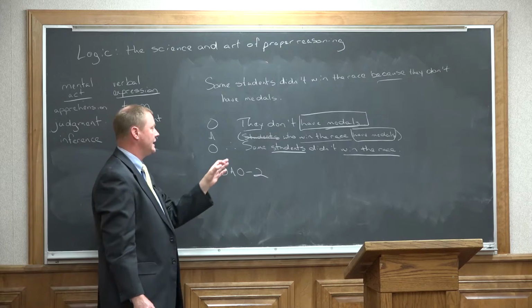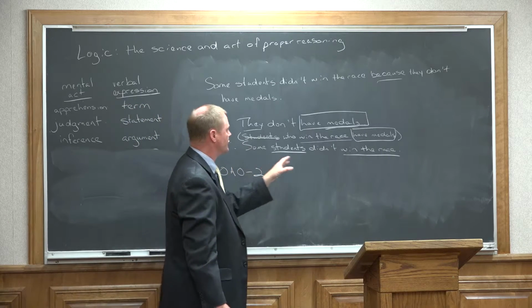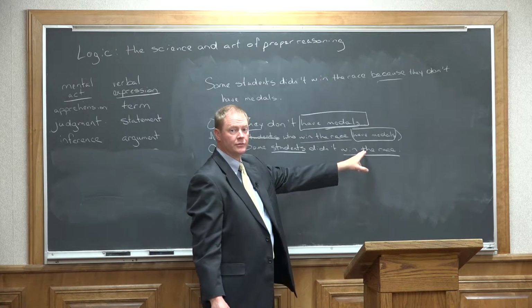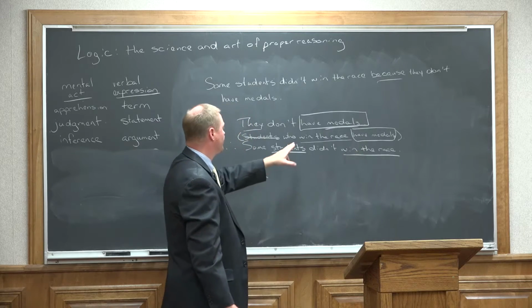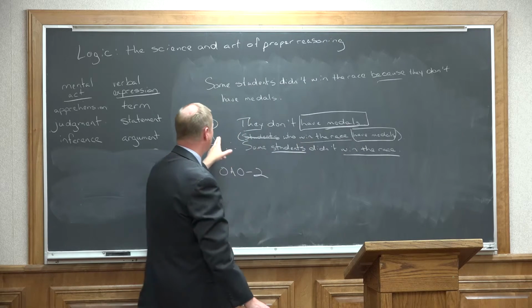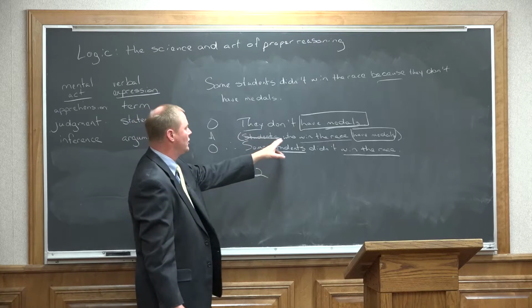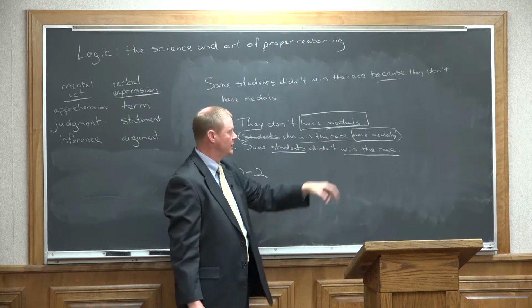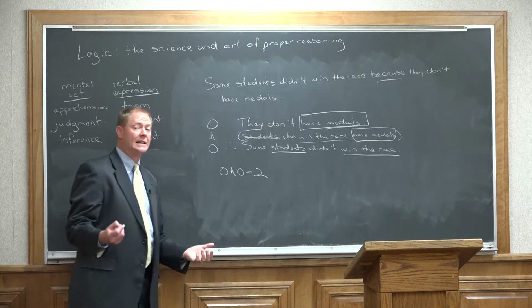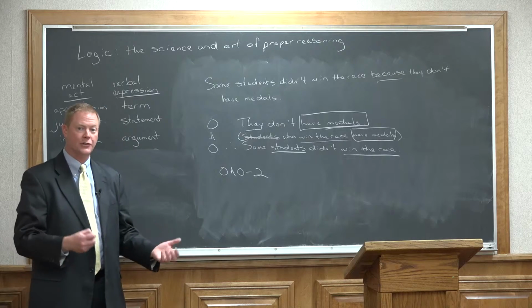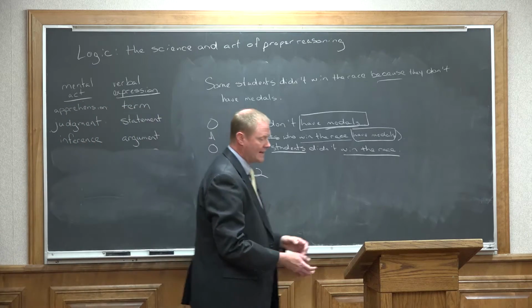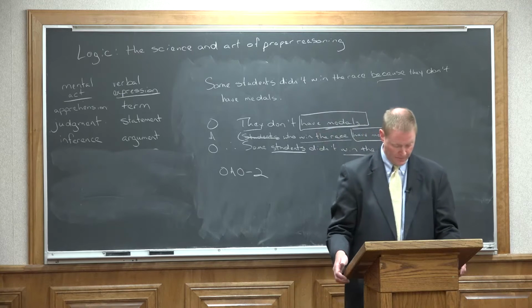Our middle term is distributed in this statement. And then in the conclusion, the race is distributed, and the race is distributed here because this is an A statement, all students who win the race have medals. So this is a valid syllogism. We tested it by the rules. That's the way an enthymeme works. All right.